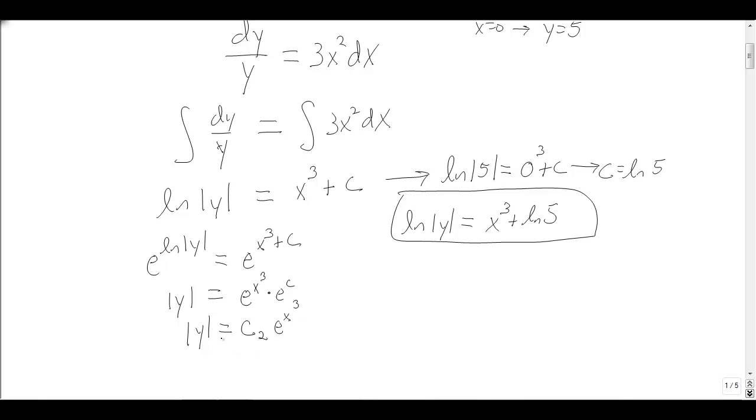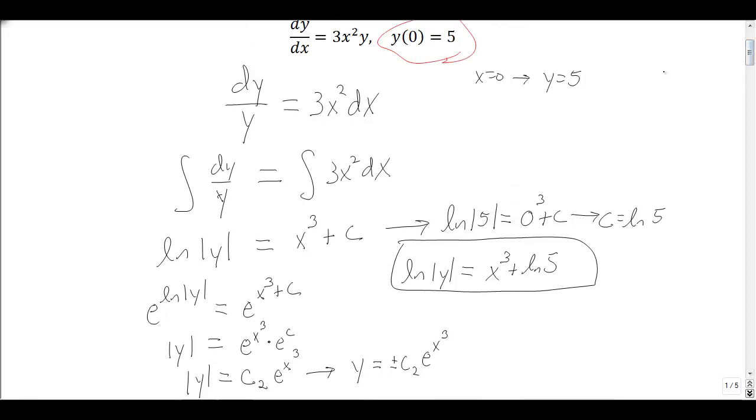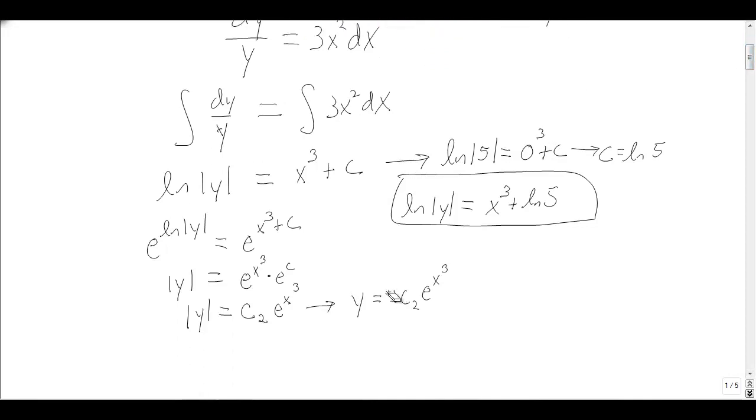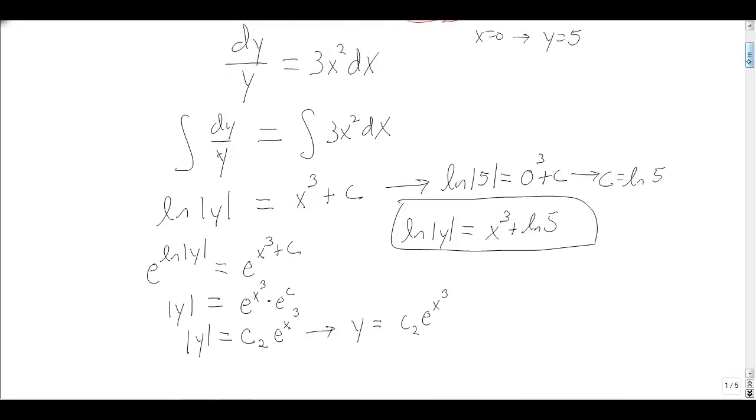Okay, so we get to this form, and now we can get rid of the absolute value as well. So you'll get y equals, well, it's either going to be a positive or a negative version of c2 e to the x cubed. So you really could have the positive y's or the negative y's. And if you look up here, our initial value has a positive y. So we're just going to do always the positive versions of y. So you really get y equals c2 e to the x cubed, and we're going to have a positive c2.